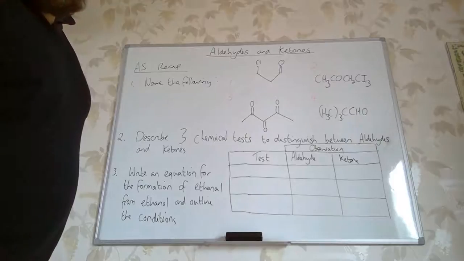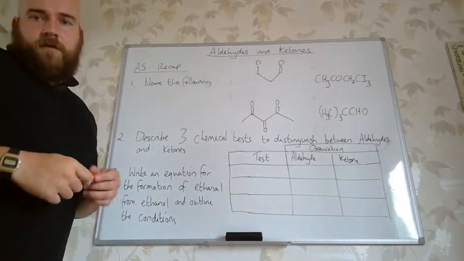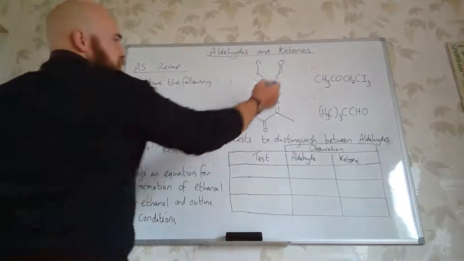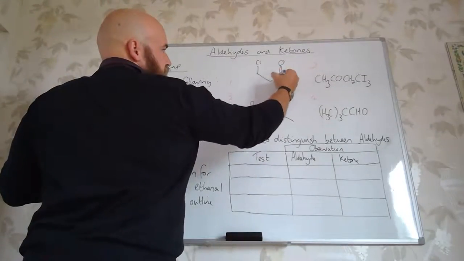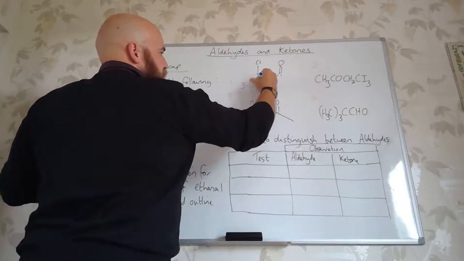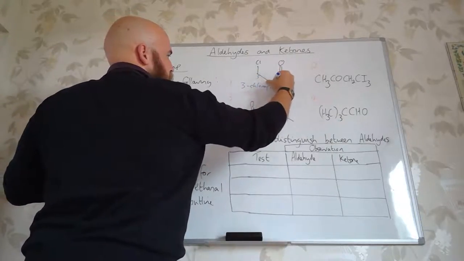So number one, 3-chloropropanal. Let's have a look. So 3 carbons, that's carbon 1, 2, 3. There's a chlorine on the third one. So yeah, that's perfect, very well done.